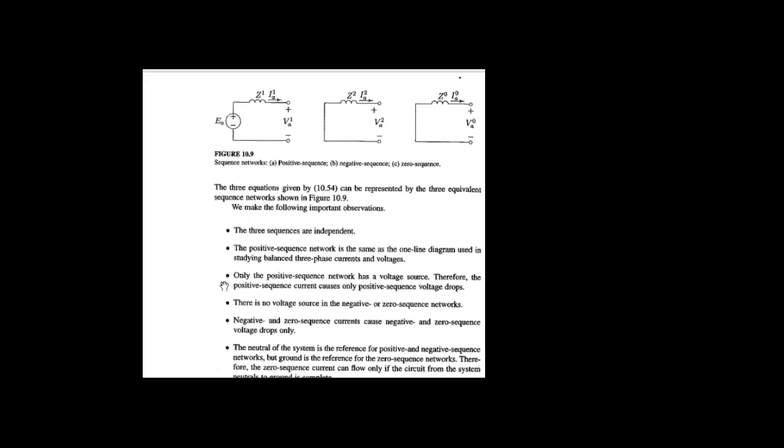Okay, this third one is an important point. Only the positive sequence network has a voltage source. Positive sequence current causes only positive sequence voltage drop. There is no voltage source in the negative or zero sequence network. You can see here, you don't have any voltage source for the negative and zero sequence networks. Negative and zero sequence current cause negative and zero sequence voltage drop only. The neutral of the system is the reference for positive and negative sequence networks. So grounding impedance is reflected in the zero sequence network as 3Zn.